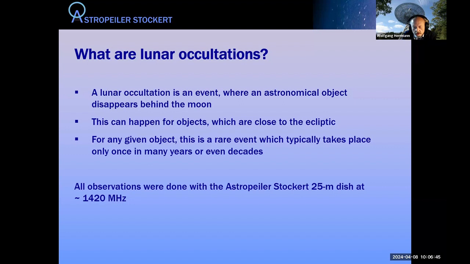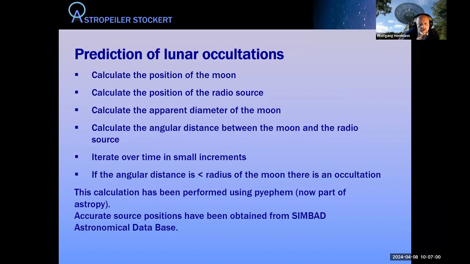So we were looking at possible events that we could observe with our radio telescope, with our 25-meter dish. All observations were done at 1420 megahertz. So what you try to do is to catch an event where a radio source disappears behind the moon. So how do you predict that?